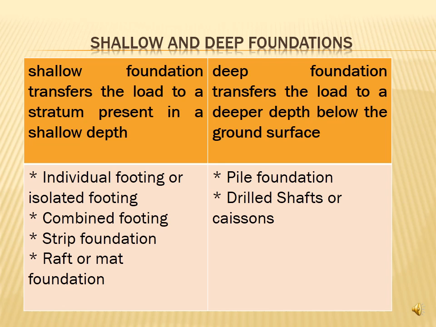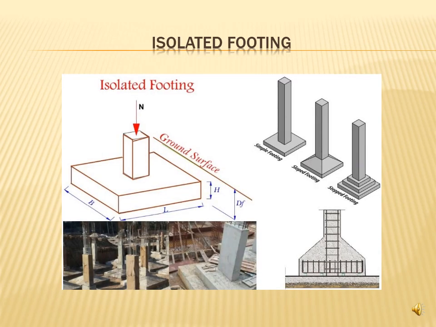There are different types of shallow foundations, for example, individual or isolated footing, combined footing, strip foundation, raft or mat foundation. For deep foundations, we can find pile foundation, drilled shafts, or caissons. And we are going, in the next pages, to see photos or pictures to facilitate the understanding of these types.